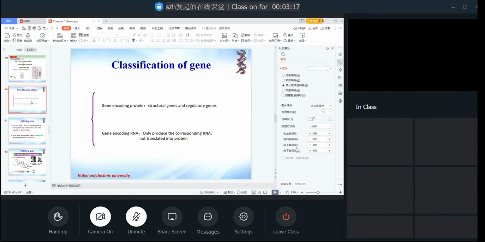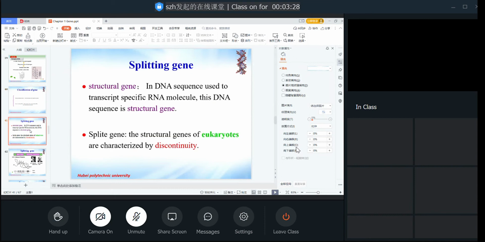Today we study the other contents about the gene. First, you can see here, there are several kinds of major definition. The first is the splicing gene. Splicing, what does it mean? This coding DNA sequence is discontinuous.